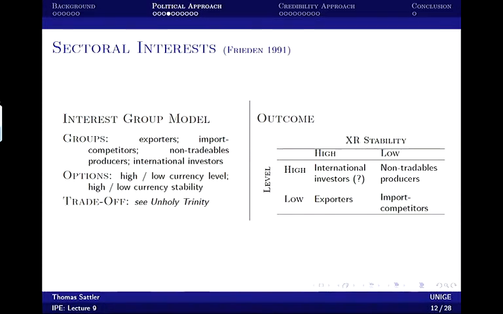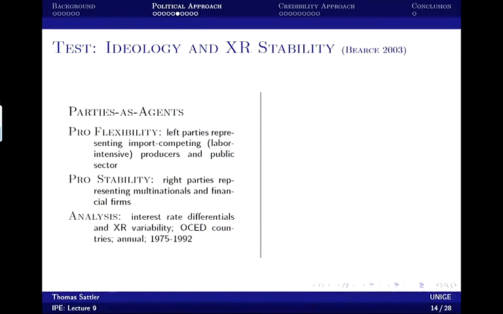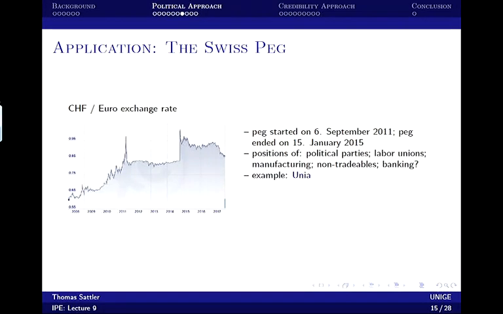That's the thing. So you need to adapt the model a bit to apply to Switzerland, simply because Switzerland is a peculiar case when it comes to exchange rates and monetary affairs. But the logic behind the models, that the Left Party wants to help the workers and the Right Party wants to help capital owners, still applies. Okay, so that's all about interest groups.